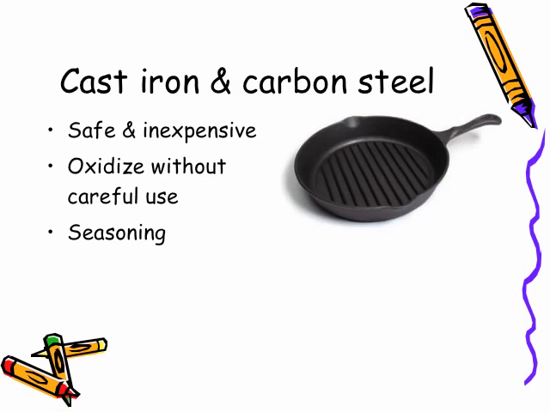Cast iron is one of my favorite cooking tools. It is safe, it's very inexpensive. The downside is that it will rust if you don't use it carefully. It has to be washed and dried thoroughly, and it needs to be taken through a process known as seasoning. And I do have one of the videos I posted for you by Alton Brown walks through the steps of how to season a cast iron pan.